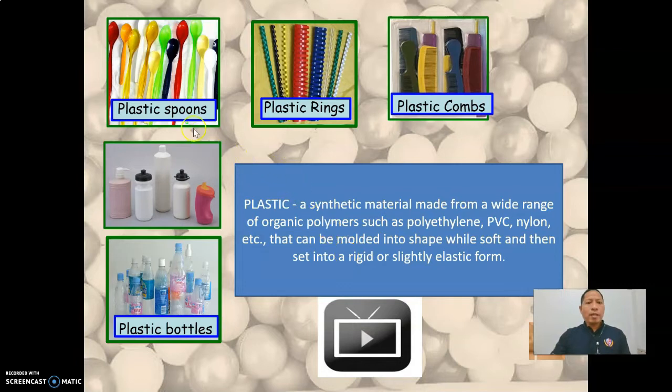So, these are the examples of plastics. Plastic spoons, plastic rings, plastic combs, and plastic bottles. You can see these plastics wherever you are.